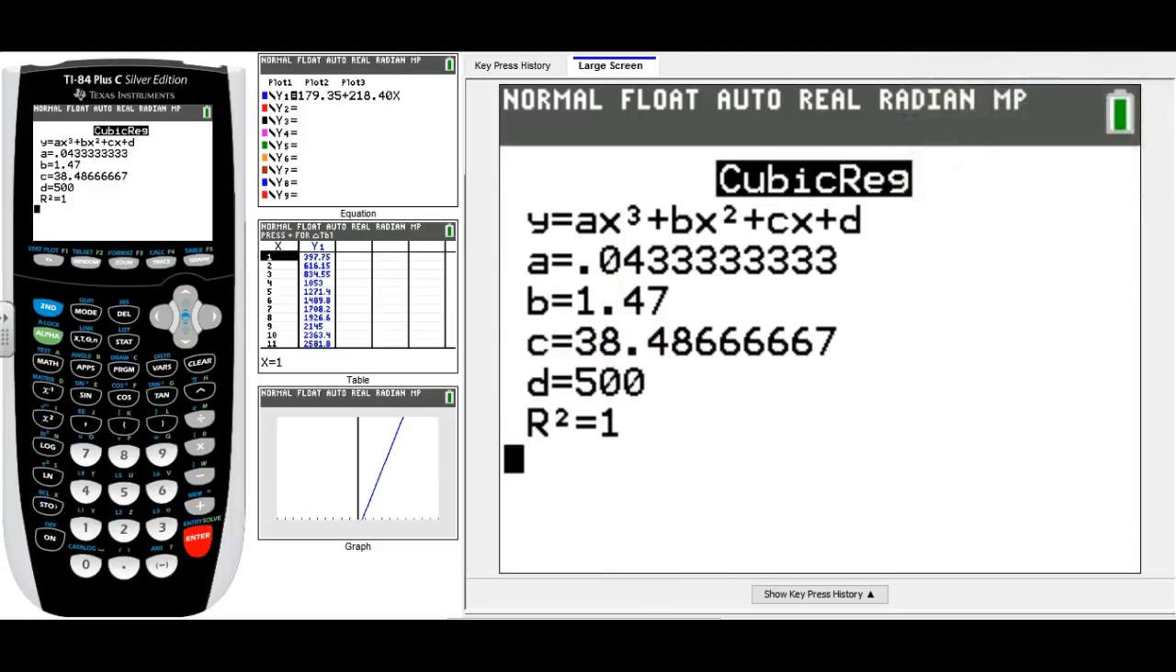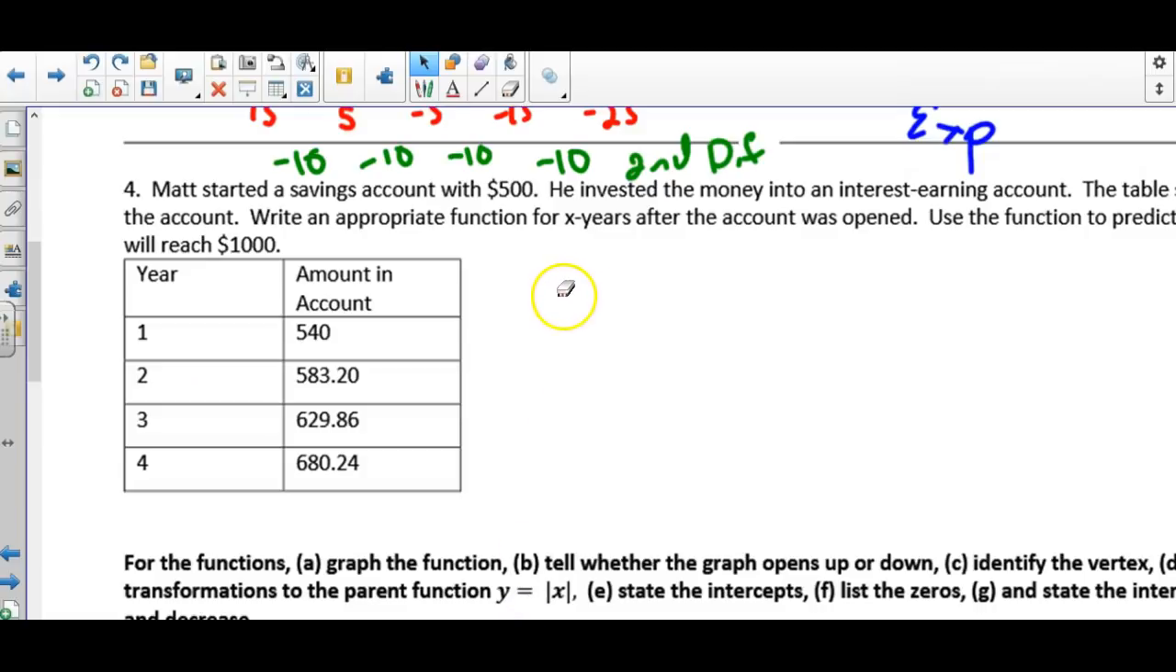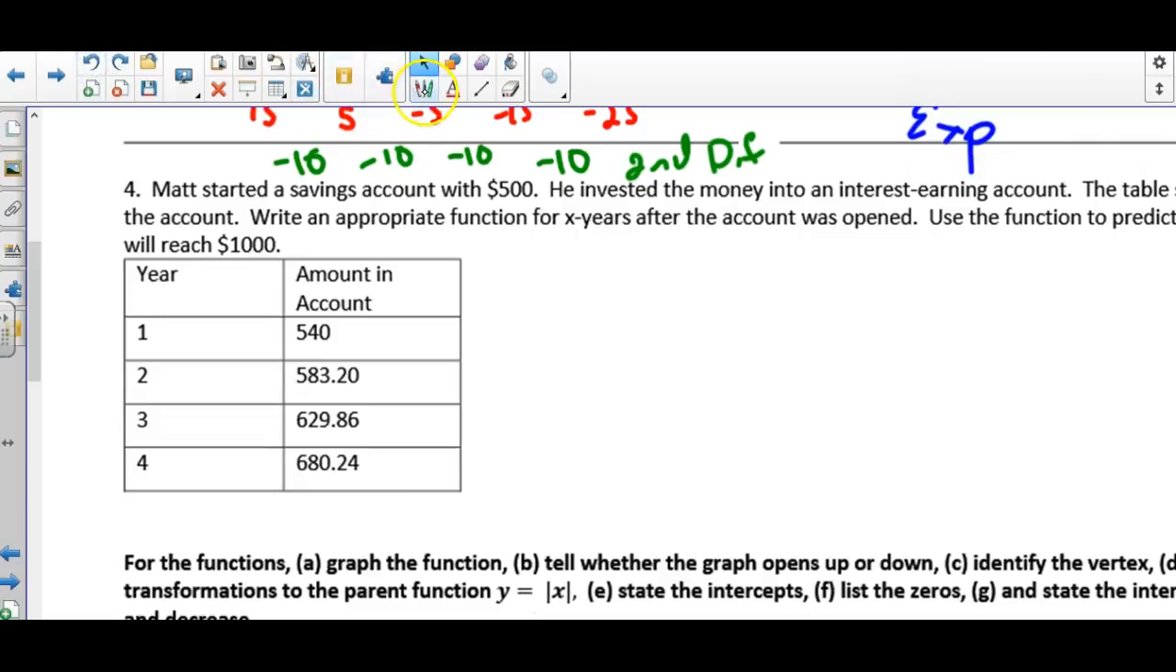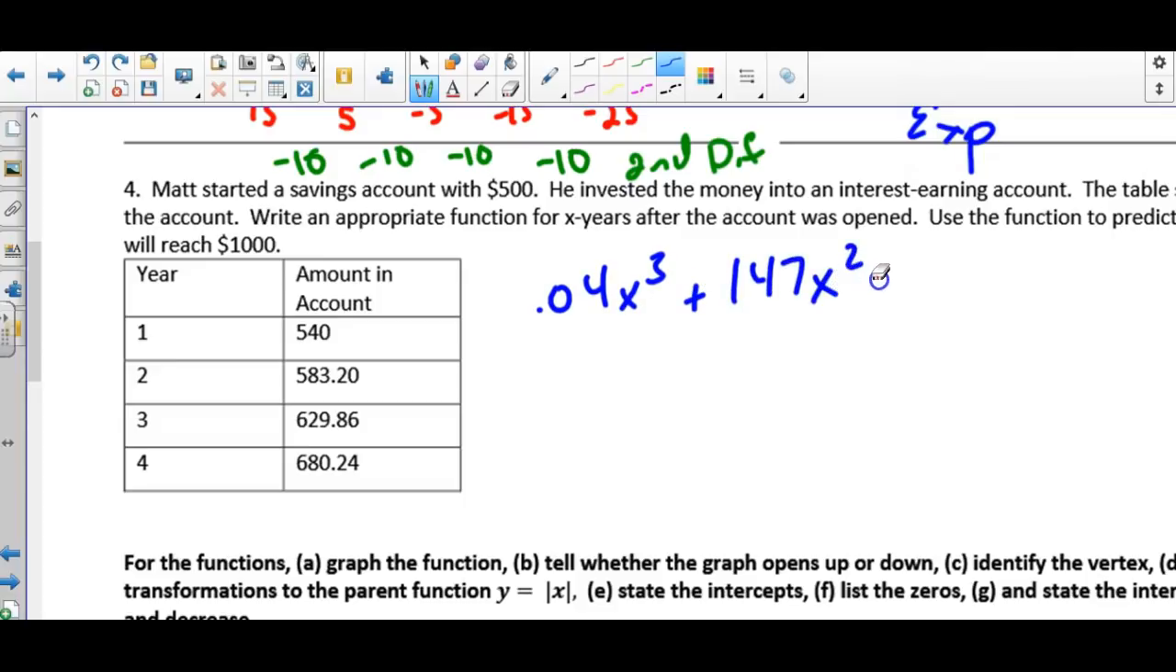So we're going to add that to our equation, not our table. We write that down. It was 0.04x cubed plus 147x squared plus 38.49x plus 500. There's our equation. Now the question says, how long will it take to reach 1,000?